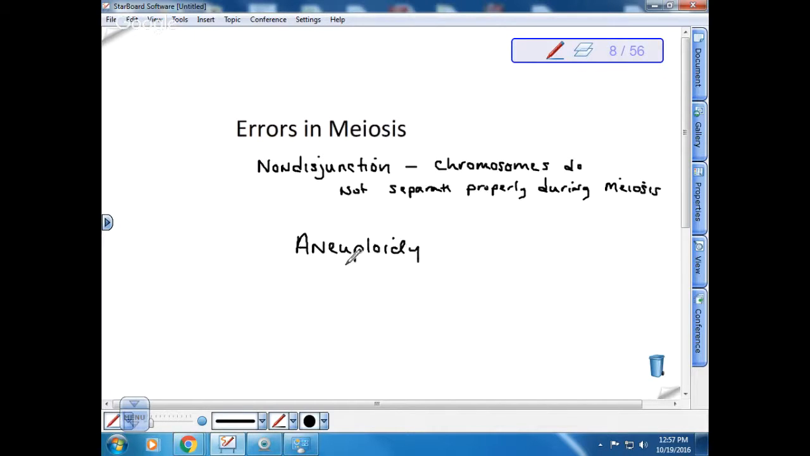Okay, so what this term means, if you break it down, A means without, and they put an N in there because A and E would be hard to pronounce. So this is without. U means good. Ploidy means number, like how many copies. So this is without a good number of copies.